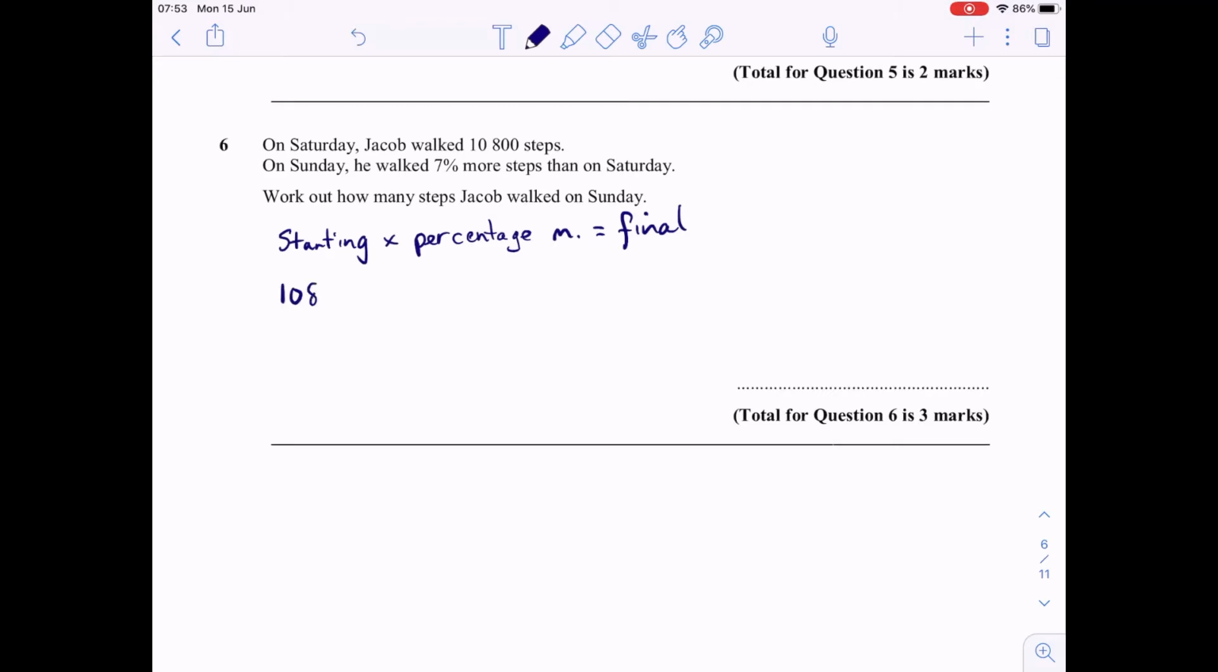It's 10,800, and if we are increasing by 7%, well, we start at 100%, and then if I add 7, I now have 107%, and as a decimal, this will be 1.07. So I need to times by 1.07, and that should give me my final answer.